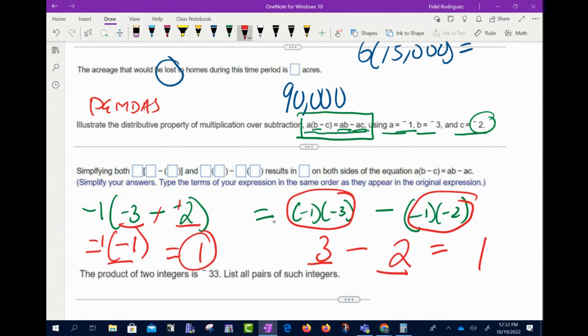Right? And then a -1 times a -1 is a +1. Okay, so look, whether I do it on the left side or whether I do it on the right side, I still get one answer, 1, right? So right here, y'all, it says it's going to result in 1 on both sides, okay?